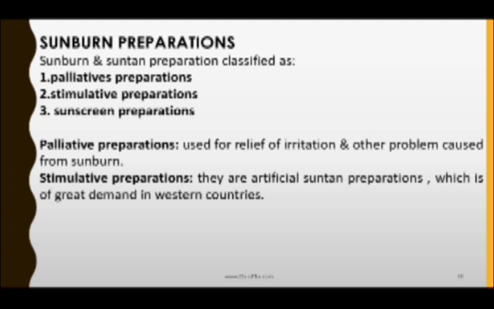Sunburn preparations. Sunburn and suntan preparations are classified into three types: palliative preparations, stimulative preparations, and sunscreen preparations. The first one is palliative preparations. It is used to relieve the irritation and other problems caused by sunburn.